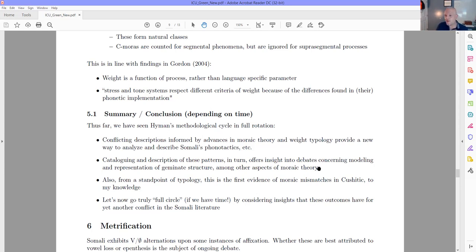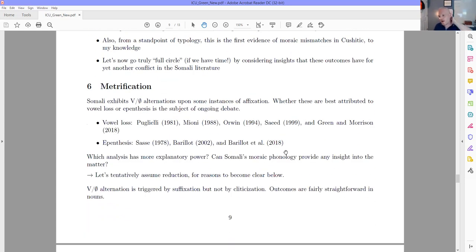And if we have time, which I think we at least have a few minutes, we could maybe go truly full circle by considering the insights that these outcomes have for another conflict in the literature, and that's metrification. So let me just show you really quickly here. One of the most hotly debated topics in Somali is vowel-zero alternations that occur upon some instances of affixation. And as you might imagine, some individuals have attributed these alternations to vowel loss and others to epenthesis.